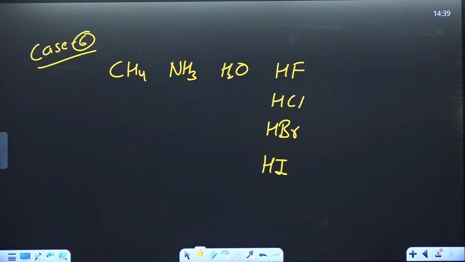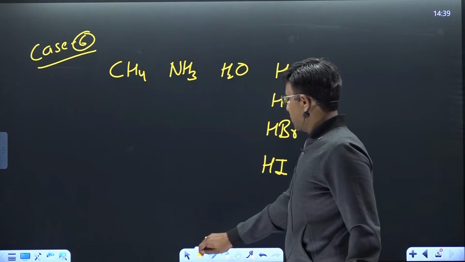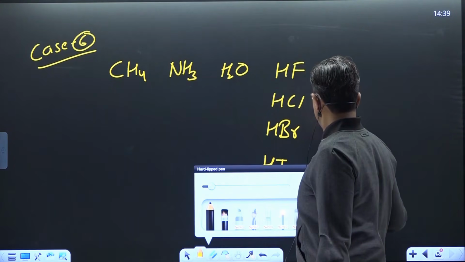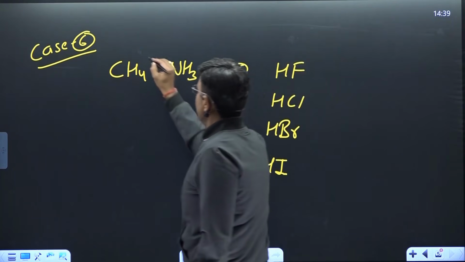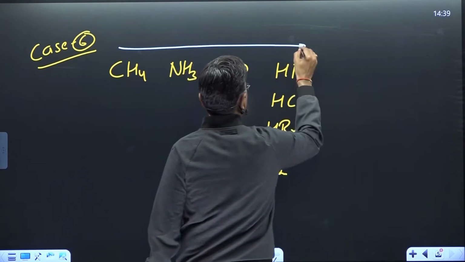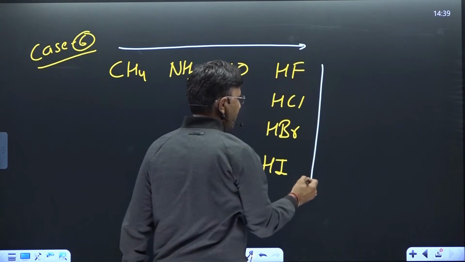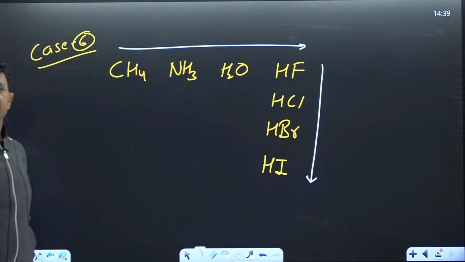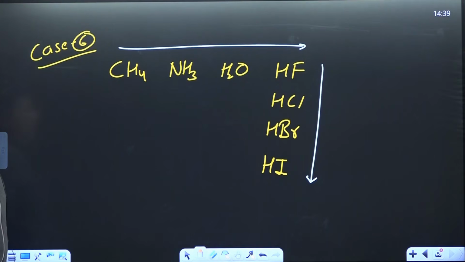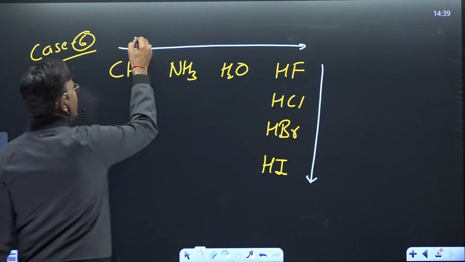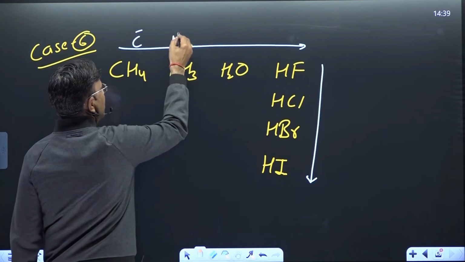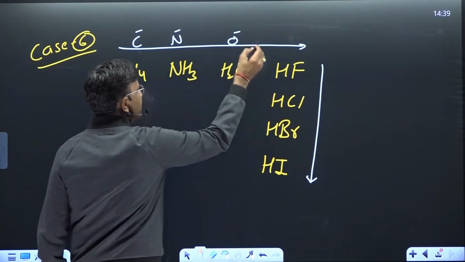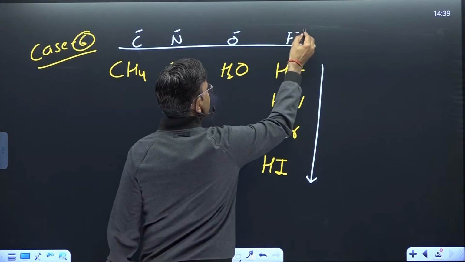Tell me the order of acidic strength in this. As you go from left to right, is the acidic strength increasing or decreasing? What difference does it make to the acidic strength when going from here to here? And what difference does it make when coming from here to here? All right, tell me, if you remove H from this, what will be left behind? C minus, N minus, O minus, and F minus.